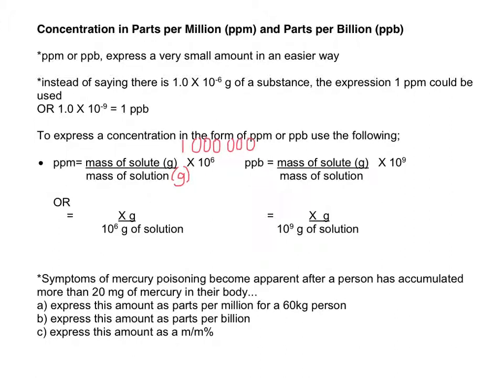Just like a 10 to the 9 is a 1 with 9 zeros. Just barely got those in there.